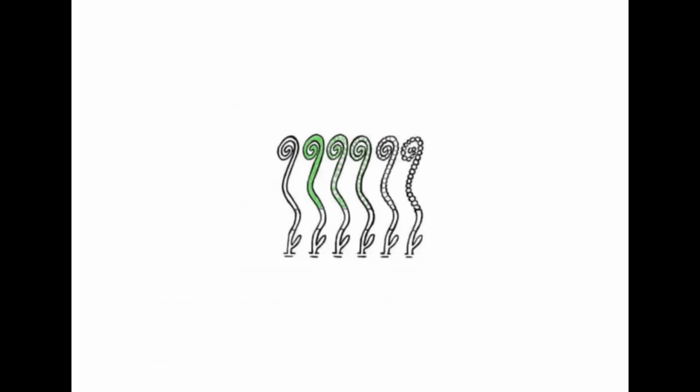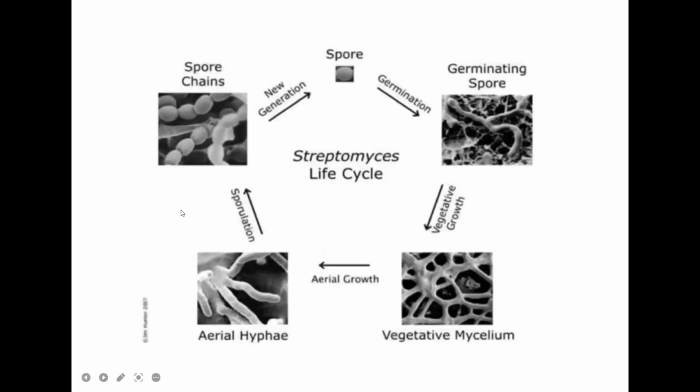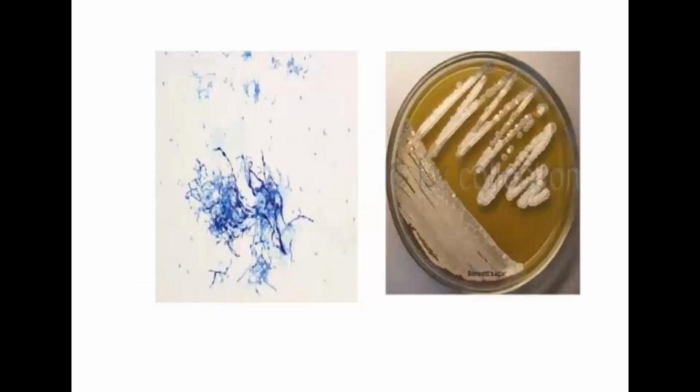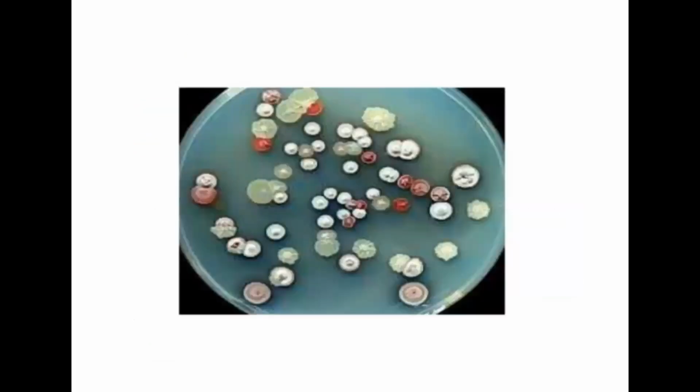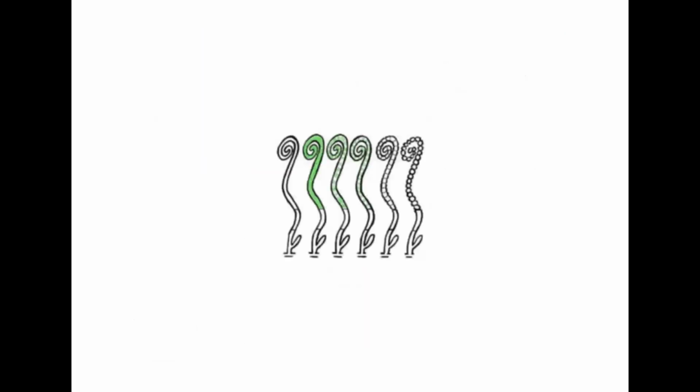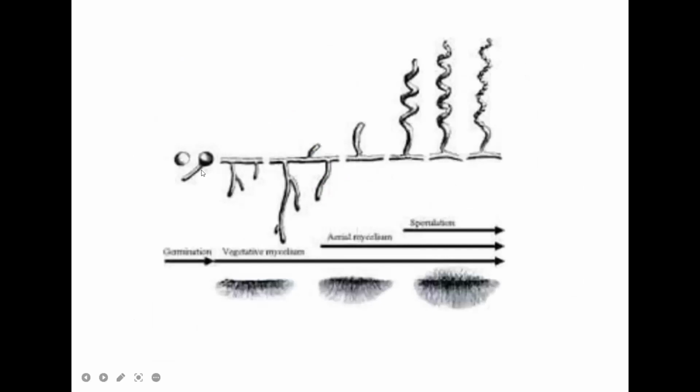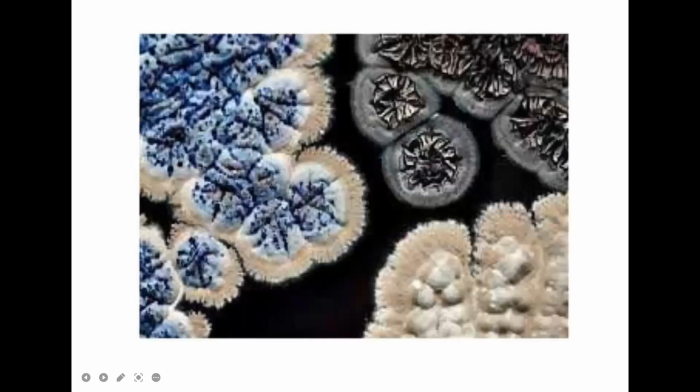Coming to the growth of this, first the spores will germinate and form the filament, and then the mycelium will be formed, and then aerial growth. First, the growth will be at the base, and then aerial growth will happen. Last is sporulation.